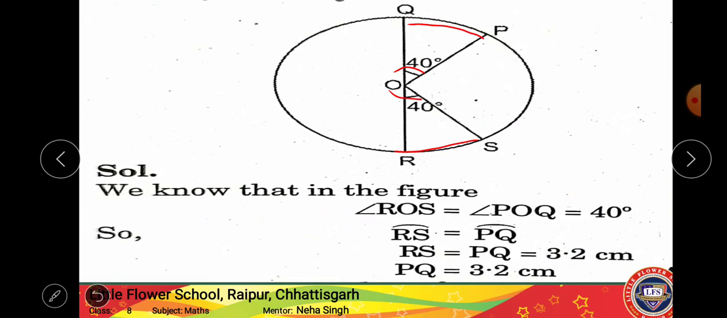Why am I saying this? In the last question you have done that equal arcs subtend equal angles at the center. We can do vice versa. If the arcs subtend equal angles at the center, they are equal. Here also you can write the same thing. So now since the angles are equal, we can say arcs are also equal, and the value of RS was given, so the value of PQ will also be 3.2 centimeter.